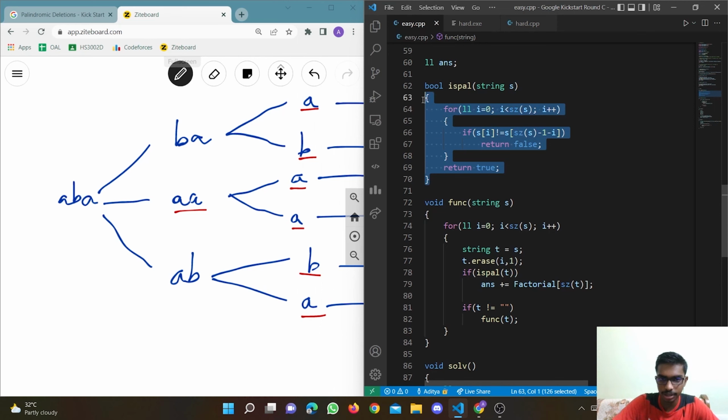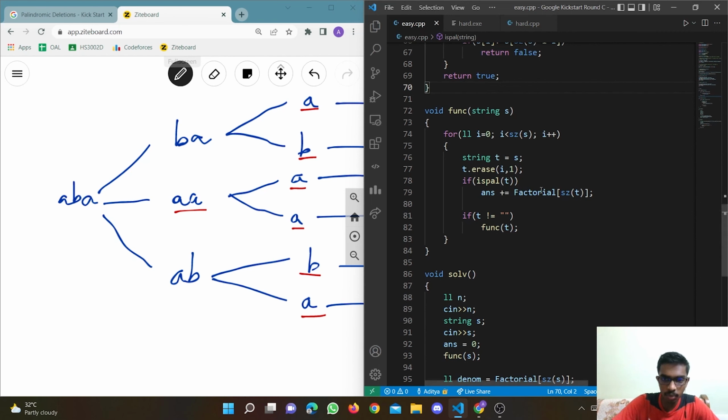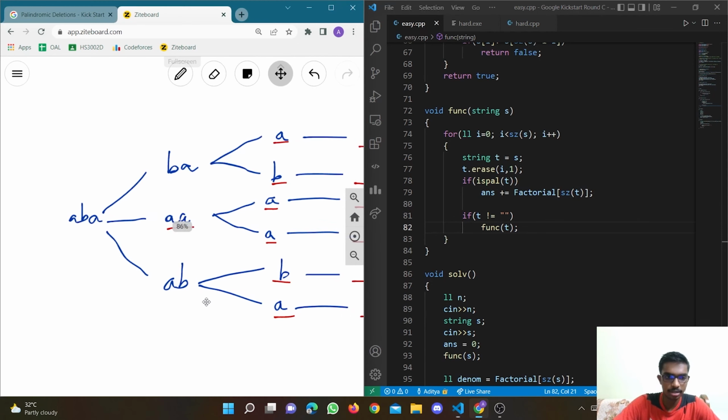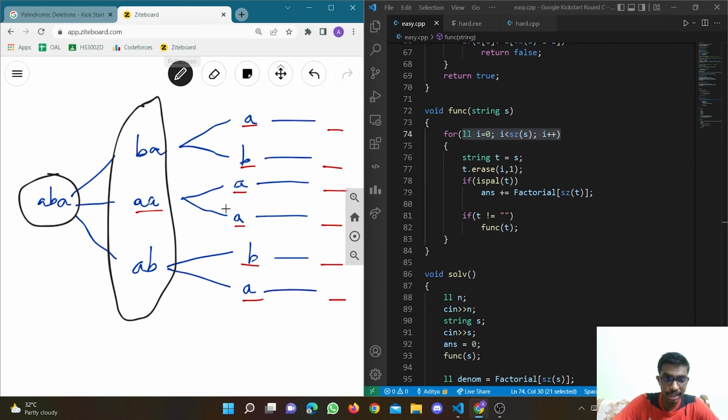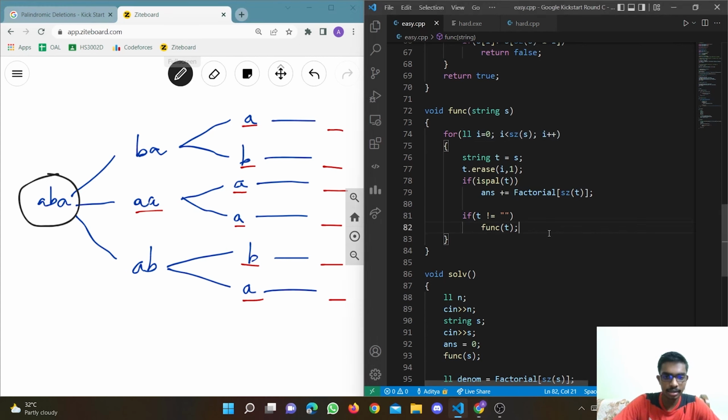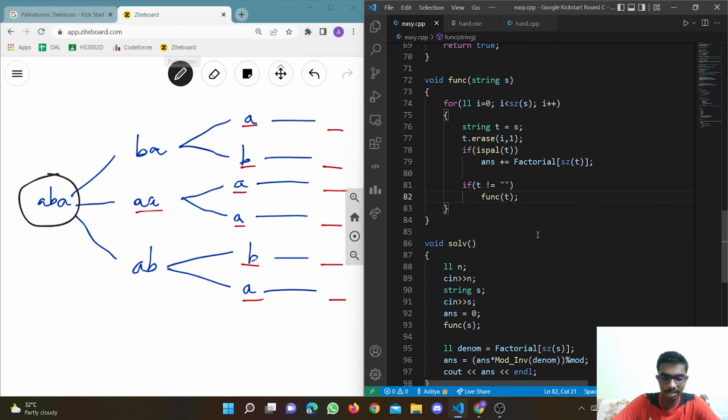For that, we again have a function ispal to check if a string is a palindrome or not. If the string obtained by deleting one character is a palindrome, so basically t.erase(i, 1) will erase one character at the ith position, then we'll have to increase the answer by some amount. We'll see why it is this. After increasing the answer, we'll have to process this string. So we are given this string, we are forming these set of strings, and we are processing each of these strings independently. Now, if one of these strings is a palindrome, how much should I increment the answer?